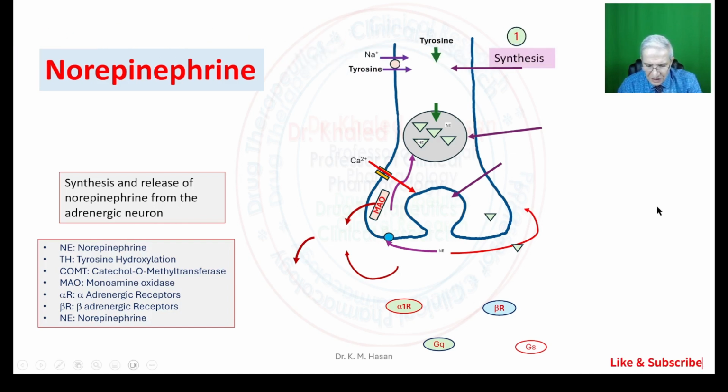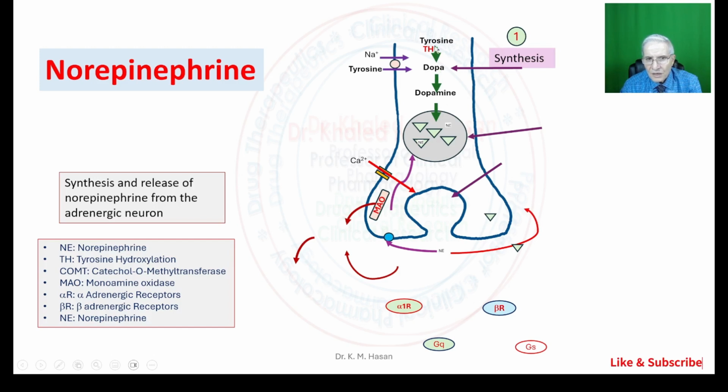As you can see here, norepinephrine starts from tyrosine, an amino acid. The tyrosine enters the neuron through a co-transporter with sodium. Under the effect of the enzyme TH, tyrosine hydroxylase, it is converted to DOPA. Then another enzyme, DOPA decarboxylase, converts DOPA to dopamine.